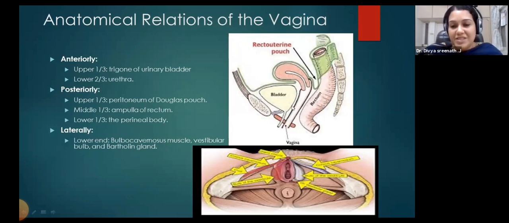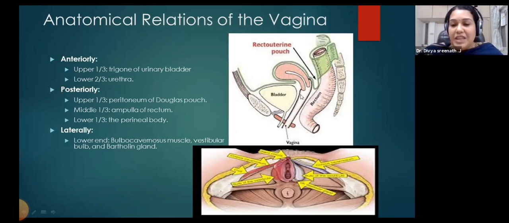We had already mentioned that it is almost 7 centimeters, and this is the posterior vaginal wall. The anterior vaginal wall is related to the posterior surface of the bladder. This you have to remember: the upper two-thirds is related to the posterior surface of the bladder, and the lower portion is related to the urethra. Likewise, the posterior vaginal wall's upper one-third is related to the recto-uterine pouch, the middle portion is related to the rectum, and the lowermost portion is the perineal body.